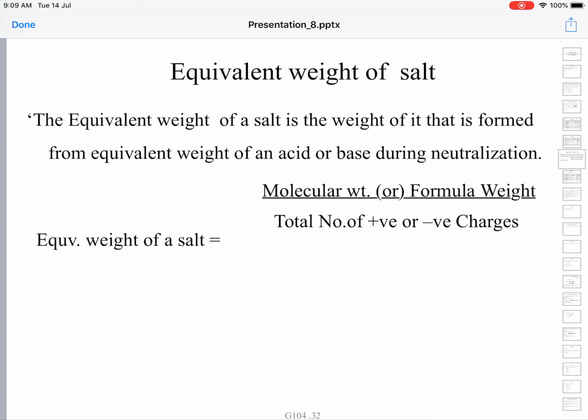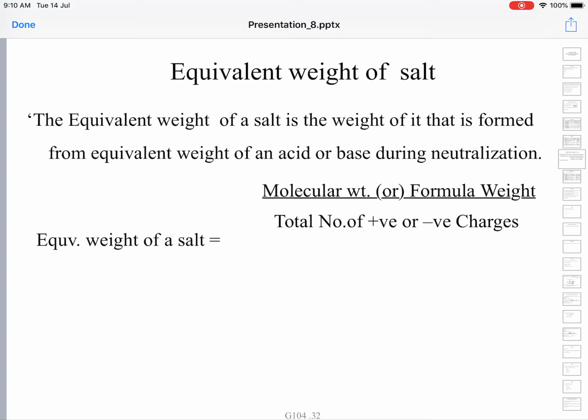So it's a bit confusing. Okay, it is the equivalent weight of a salt, the weight of a salt that is formed from the equivalent weight of an acid or base. So how much of the equivalent weight of a given acid reacts with a base to form that salt is the equivalent weight of the salt. So it's a bit confusing. So let's see the formula, things become clear to you.